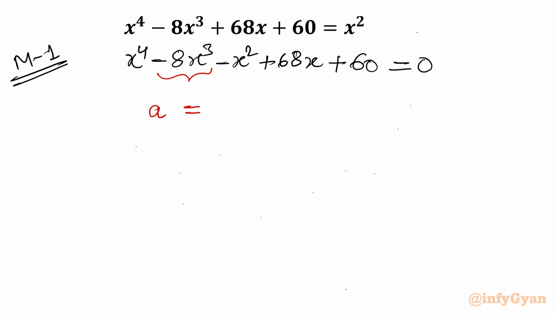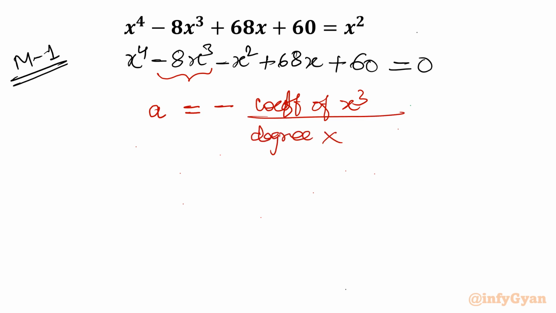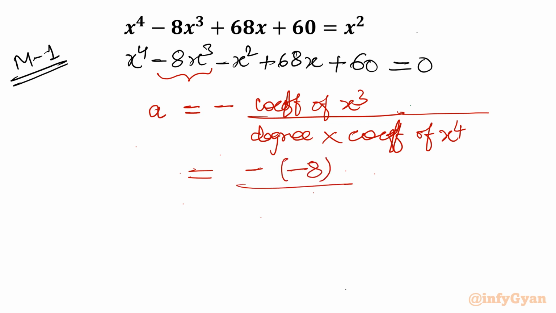The formula is: minus of the coefficient of x cube, over the degree of the quartic, that is 4, times the coefficient of the leading term, that means x power 4. So I can write minus of the coefficient of x cube, minus it, divided by the degree of the quartic, obviously 4, times the coefficient of the leading term, what is its value? That is 1. So it is 8 over 4, which is 2. So the diminishing factor is 2.